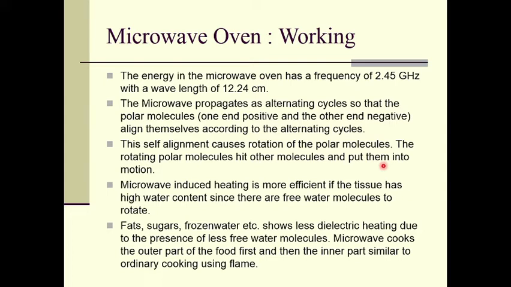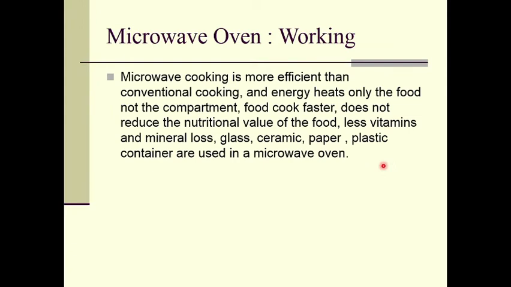Microwave cooks the outer part of the food first and then the inner part, similar to ordinary cooking using flame, right? So we can see the water molecules heat up and cook the food, right? Ultimately, microwave cooking is more efficient than conventional cooking, and the energy heats only the food, not the compartment, right? So only the food will be heated and not the compartment. Even the vessel carrying the food will not be heated, right? Food cooks faster and this does not reduce the nutritional value of the food. Less vitamin and mineral loss will be there.